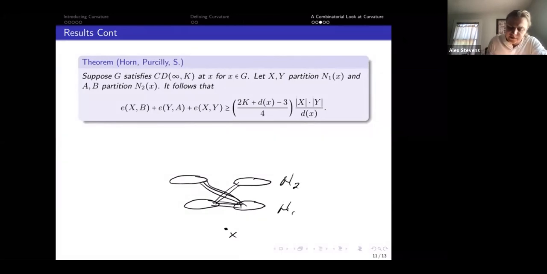by the size of these first neighborhoods. This is like x, this is y, the size of these two pieces in the first neighborhood, and the curvature. So we can use this a lot. It ends up being super useful.